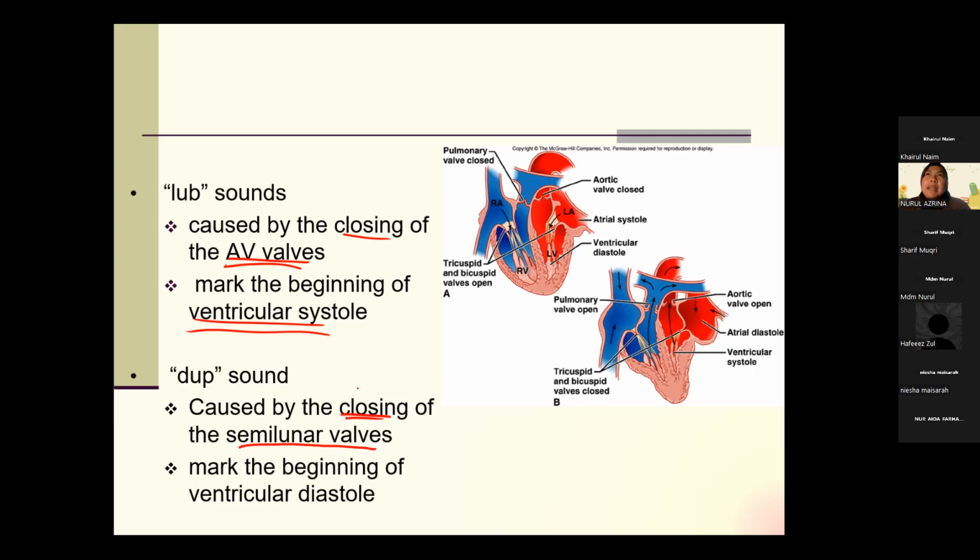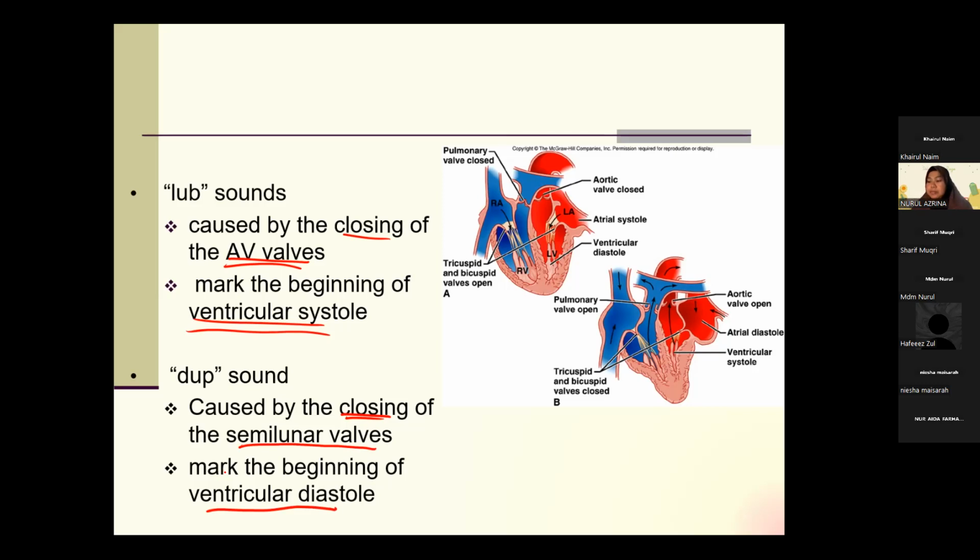So bayangkan kat mana masa bila semilunar valve close? Remember when the blood is already pumped from the ventricle into the large arteries. Okay, so pressure in the large arteries is higher compared to the pressure inside the ventricle. And that is why the semilunar valve is closed. And what is the significance of the closing of the semilunar valve? It actually gives you an indication that your ventricle has started to relax. Okay, or it marks the beginning of ventricular diastole.